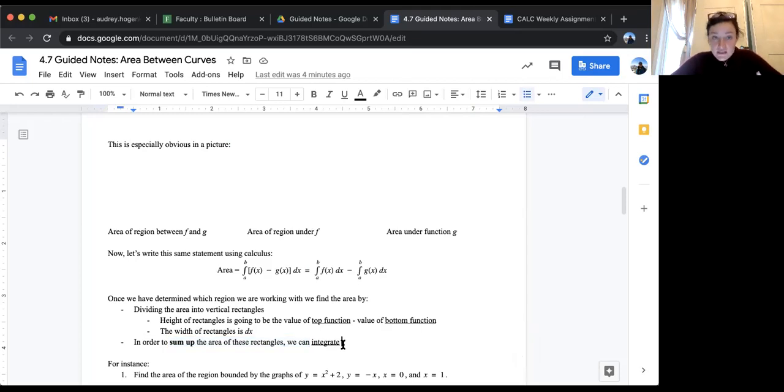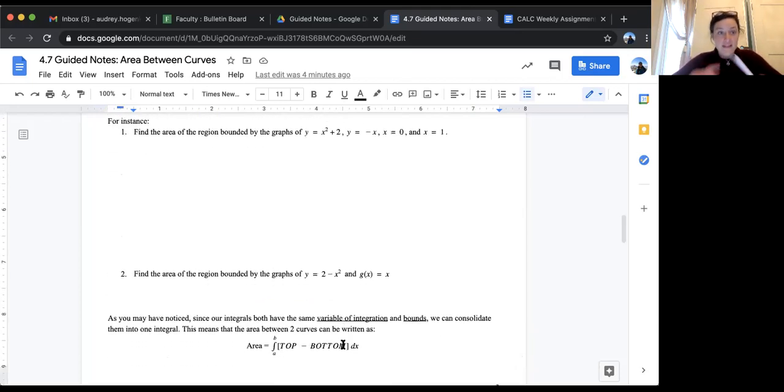So take a second, pause the video, think about this, and we are going to jump right into a good old example problem. So, for instance, find the area of the region bounded by the graphs of y equals x squared plus 2, y equals negative x, x equals 0, and x equals 1. So, first things first, we want to graph this out.